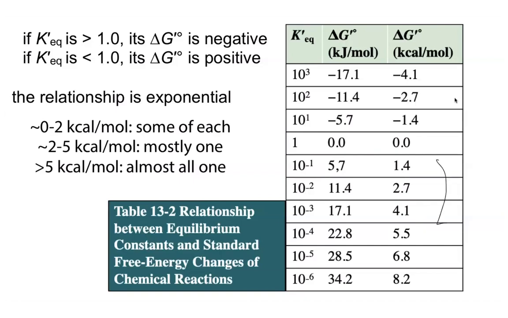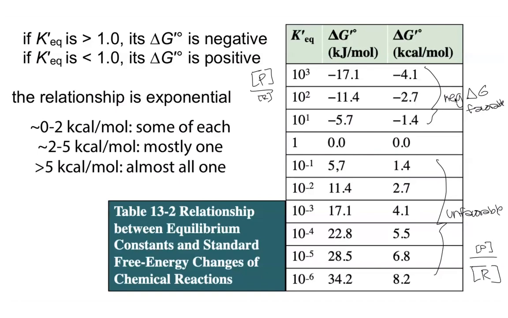So remember that we have a positive delta G, unfavorable. And here we have negative delta G, and this is going to be favorable. And then again, in terms of our KEQ, this is going to say that our products are greater than our reactants. And over here, it would be that our reactants are going to be greater than our products.